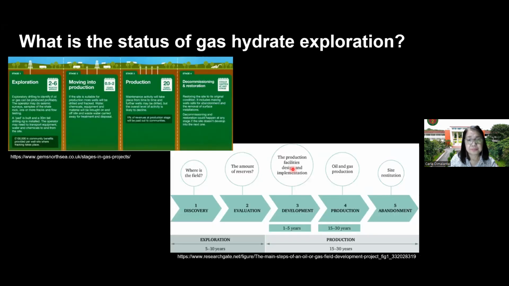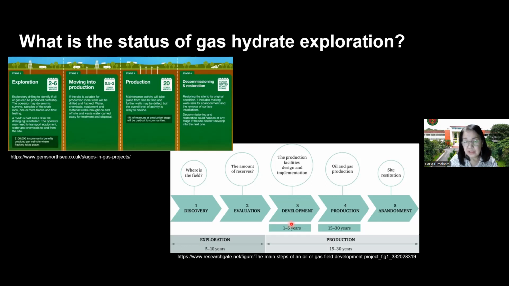But as I said, we need to understand the stages, the same way that you do exploration, development, production for oil resources, gas resources. These are the stages for oil and gas. I'm assuming that it's a little bit similar for gas hydrates. So in some cases, exploration may be 2 to 6 months if you are doing continuous exploration work. But going into the production stage may take another 2 years, and further going into the commercial production stage is going to take another 20 years.